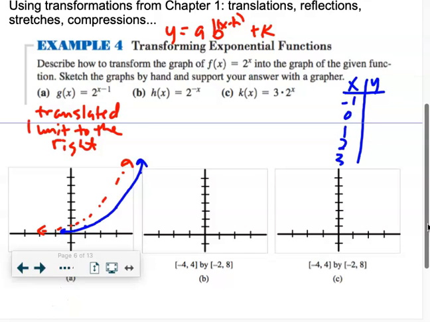Now, if you wanted to, if you want to be more formal about it, you could make a table so that you could use that for every single one of these, and use that as your parent function. And that was my warning that we only have 1 minute remaining. So we're going to stop there.